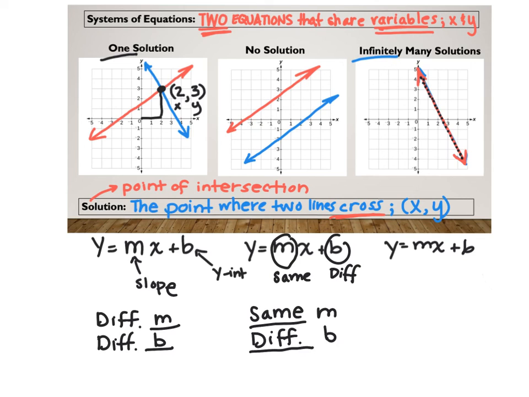And the last one, when they're infinitely many, that means they're going to have the same m and the same b. So the same slope. So this is going to be the same and this is going to be the same. If you need some extra time to write this stuff down, just go ahead and pause it, rewind, fast forward, whatever you need to do in order to get all the information.